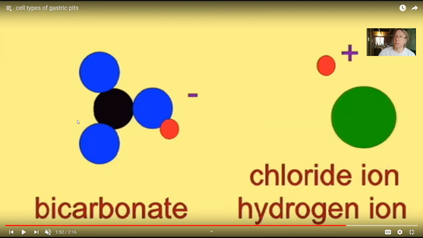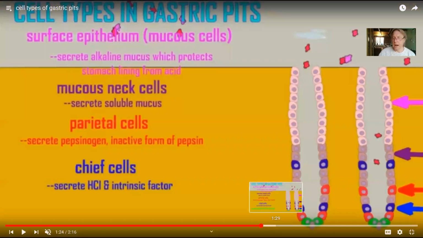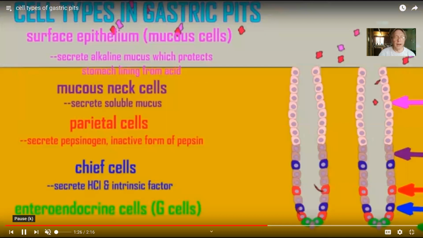The bicarbonate, which goes into the blood when we eat, not only helps to form a blood buffer, but is also one of the reasons that we get sleepy after a big meal. Finally, notice at the bottom there in green, there are what are called G cells, or enteroendocrine cells.